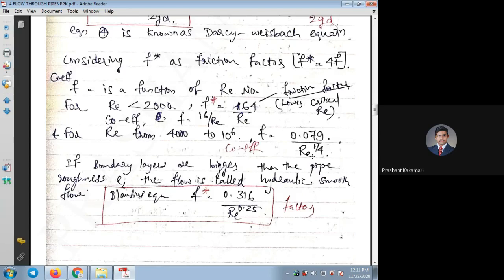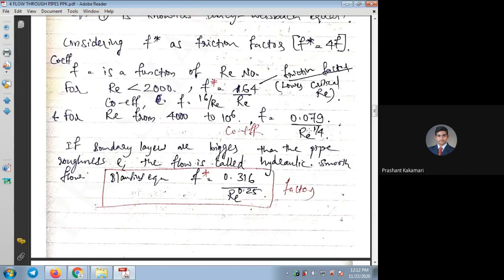If it is less than 2000 or 2300, in laminar flow, then one can use this value, that is f equal to 16 by Re. Is that clear? So these equations are very important to find the coefficient of friction, and without the coefficient of friction, we cannot find out head loss due to friction. So I'll take this formula now.